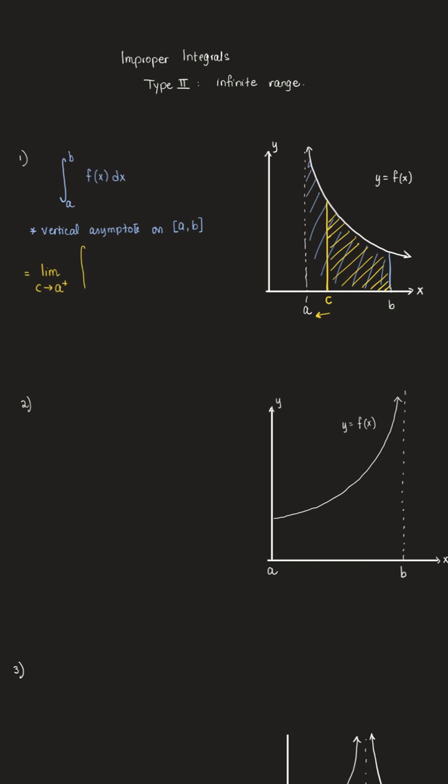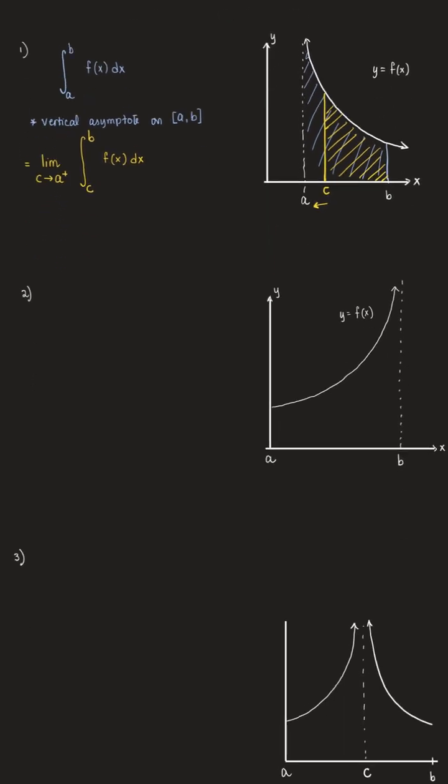And then we're going to have the integral. I'm going to replace the x value where there's a vertical asymptote at a with c. So we're going to get an expression for the integral from c to b of f of x dx, and then we'll take a limit as c approaches a from the right-hand side. And if this limit is finite, we will say that the integral converges to that value.